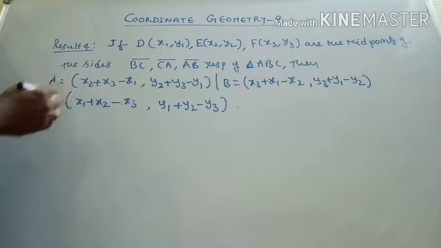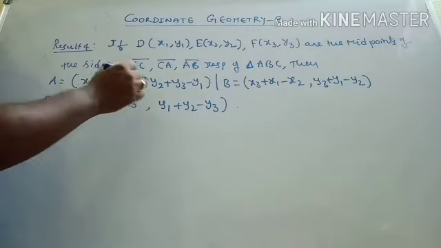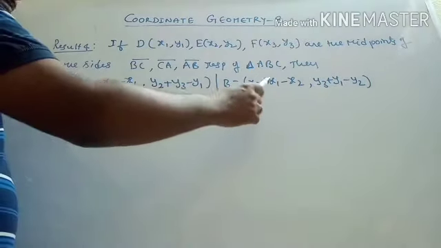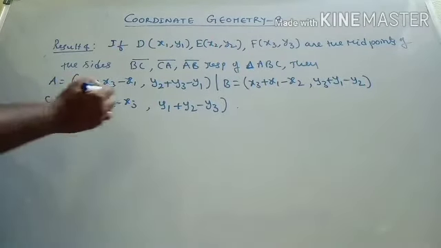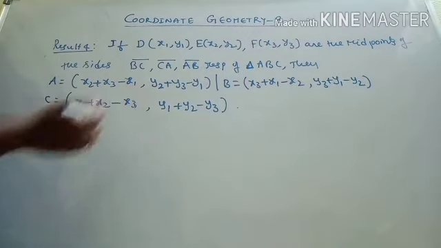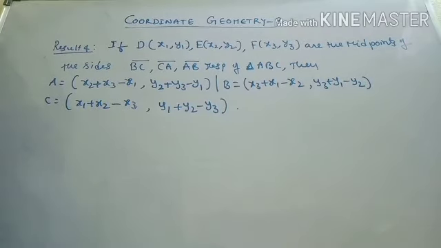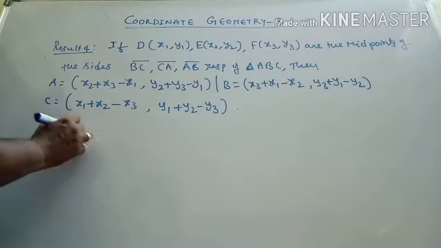A is nothing but (x2 + x3 - x1, y2 + y3 - y1), and B equals (x3 + x1 - x2, y3 + y1 - y2), and C is nothing but (x1 + x2 - x3, y1 + y2 - y3). Now you see, dear students, we try to get this result, and it is very much useful. You can use it in any competitive examination. Now you see how we are going to do this.